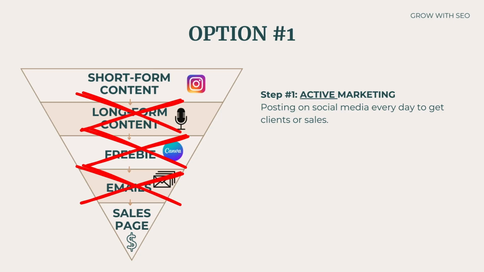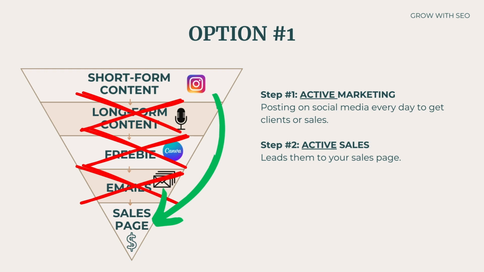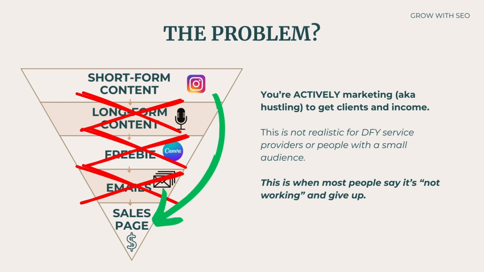So even if you know about marketing funnels, do you know the difference between active marketing versus passive marketing? I'll give you some examples. Some business owners, when they start marketing their business, decide that they're just going to post on Instagram, which means you need to actively market on social media every day in order to get clients or sales. So you post on Instagram, let's say, pretty continuously, and every so often you push people towards your sales page to actively get sales. The problem with this strategy is you're actively marketing, aka hustling, to get clients and income. So this isn't really realistic for many done-for-you service providers because you just don't have the time to post that often. So this is when most people say it's not working and give up.